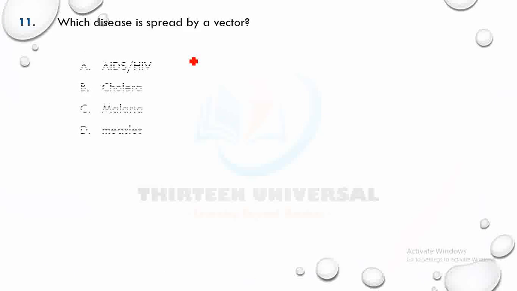Which disease is spread by a vector? This is very simple, guys. Pause the video and try it. This is through blood and bodily fluids. This is through contaminated water and food. This is airborne contact. This is the mosquito, the female Anopheles mosquito, which is a vector. So C is the answer.